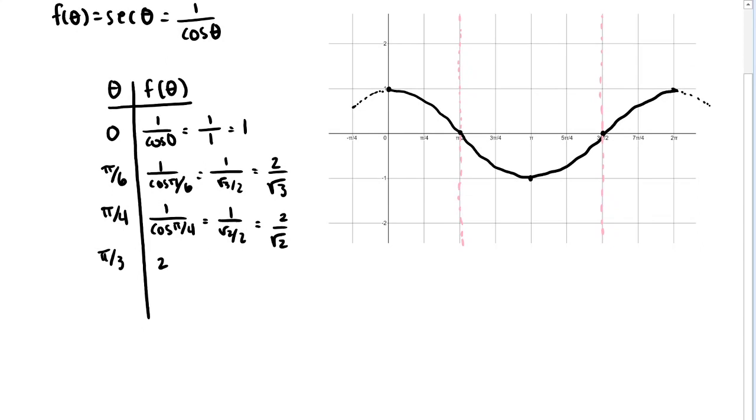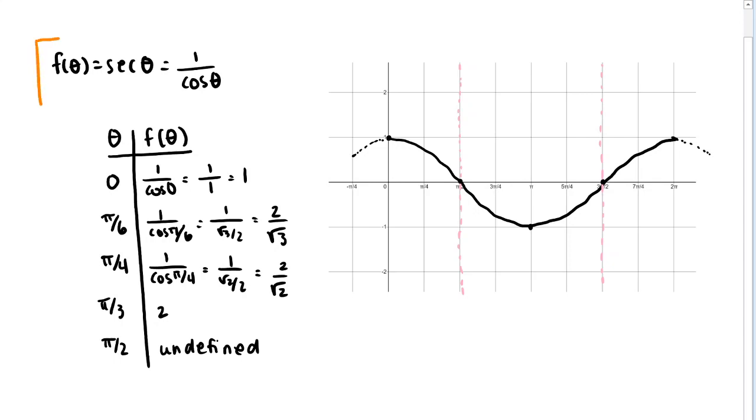And then if I try to plug in pi over 2, well, we get an undefined result, right? We get division by 0 because cosine of pi over 2 is 0. Here, I'll use orange to graph this function secant of theta. So I get 1 for secant of theta, just like my function cosine of theta.